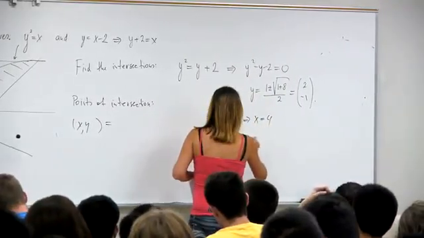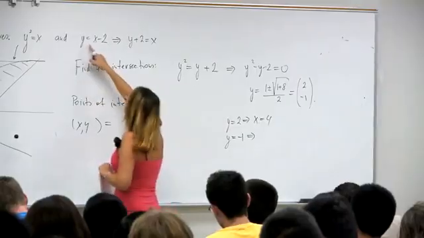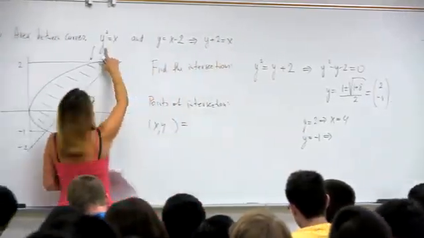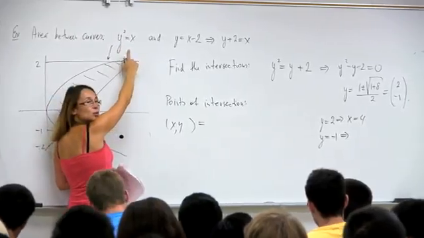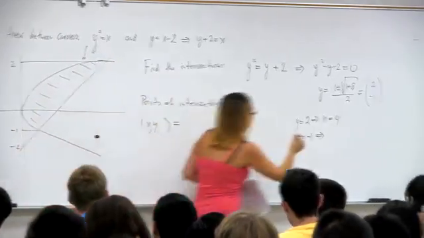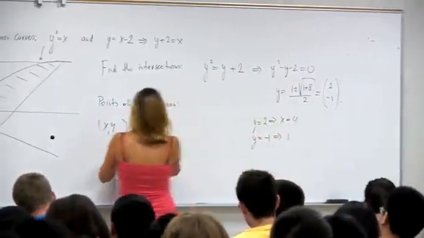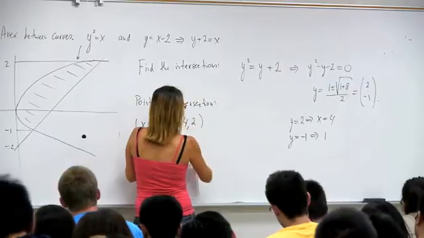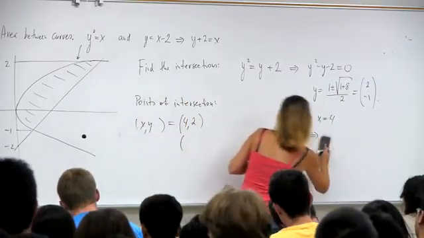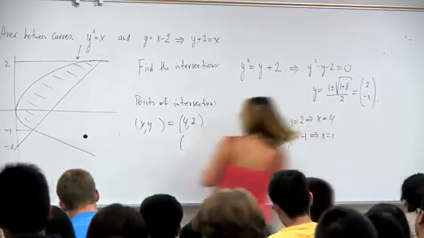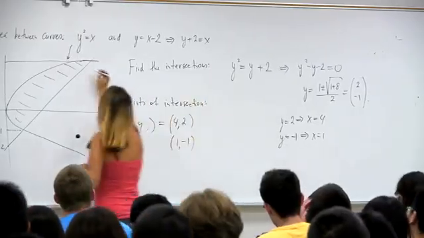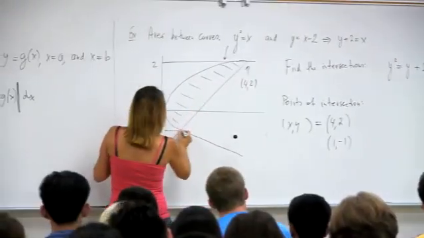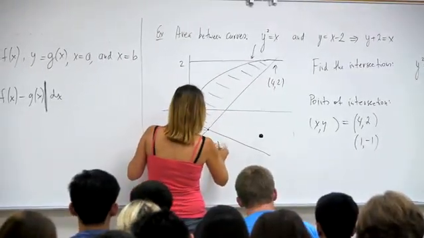When y is equal to negative 1, x is equal to 1. Check here, y is negative 1, x is equal to 1. You can see that both formulas give you exactly the same value. So my points become 4, 2, and, sorry, I meant to say x equals 1, and y equals minus 1. So mark them here. This is (4, 2), and this point is (1, minus 1).